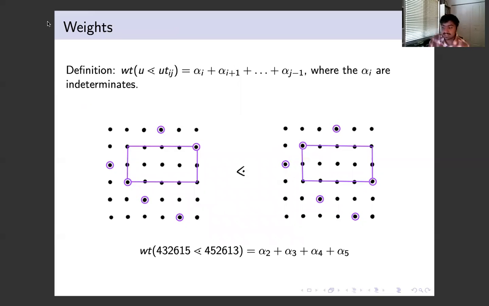So now to describe Stemberger's result, we need to assign weights to each cover relation. Fix indeterminates alpha 1 to alpha sub n minus 1. For a cover relation which swaps the ith and the jth elements, define its weight to be the sum of alpha i to alpha sub j minus 1. So in our previous example, we had a cover relation which swapped the second and the sixth elements. Therefore, the weight of that cover relation is alpha 2 plus alpha 3 plus alpha 4 plus alpha 5.